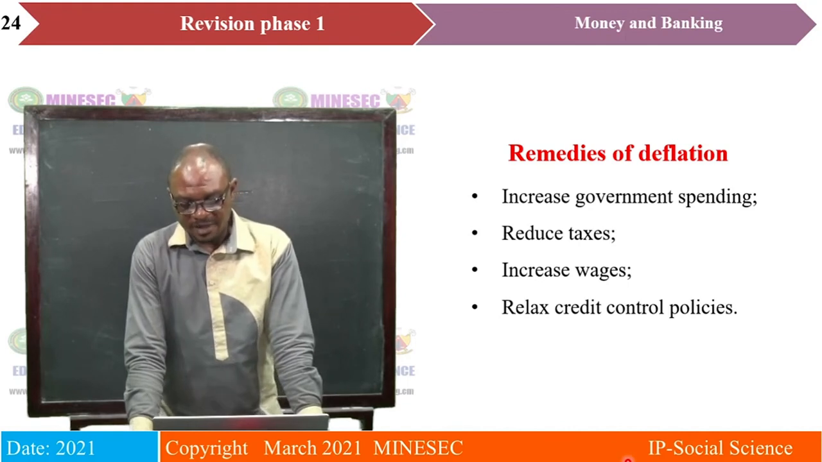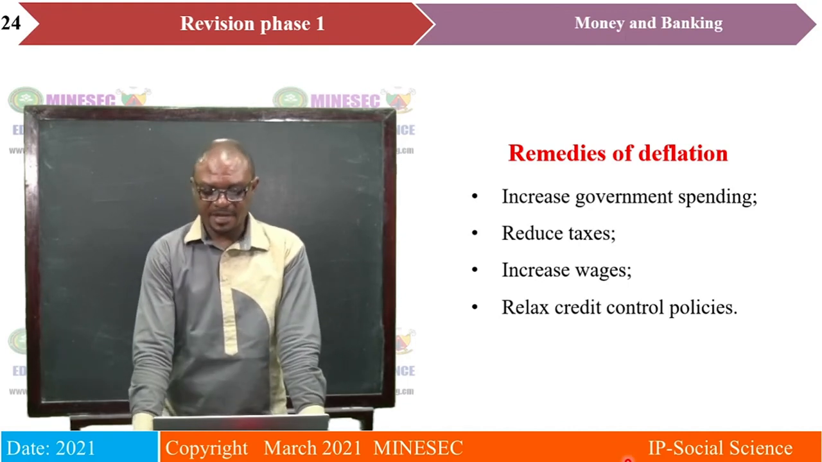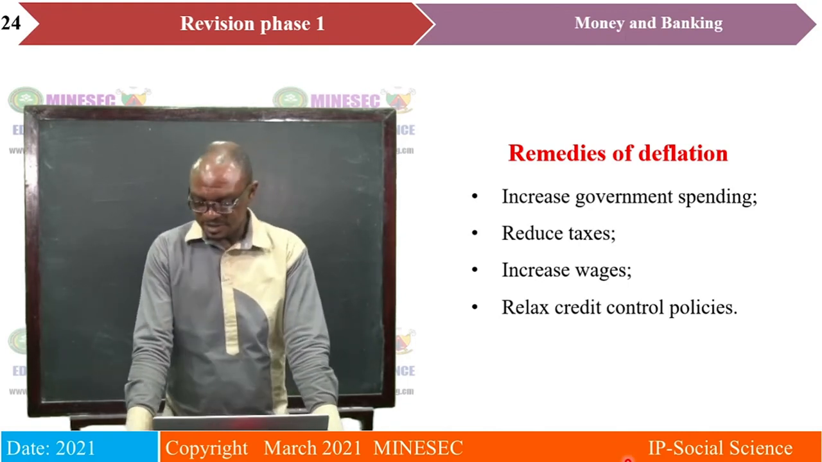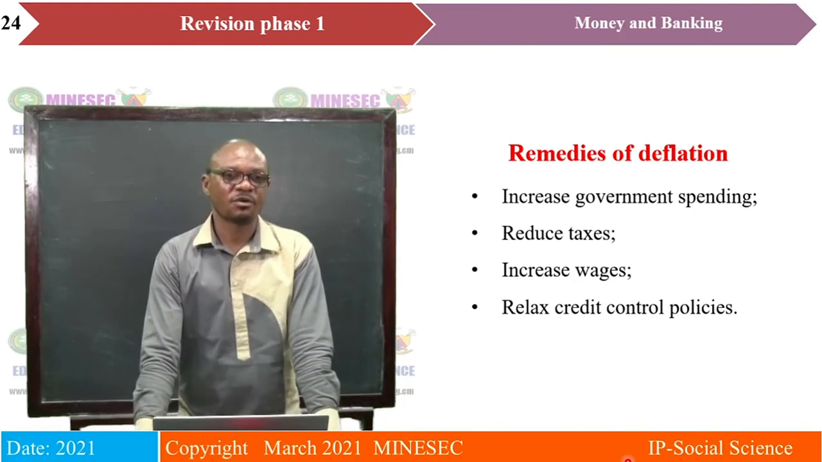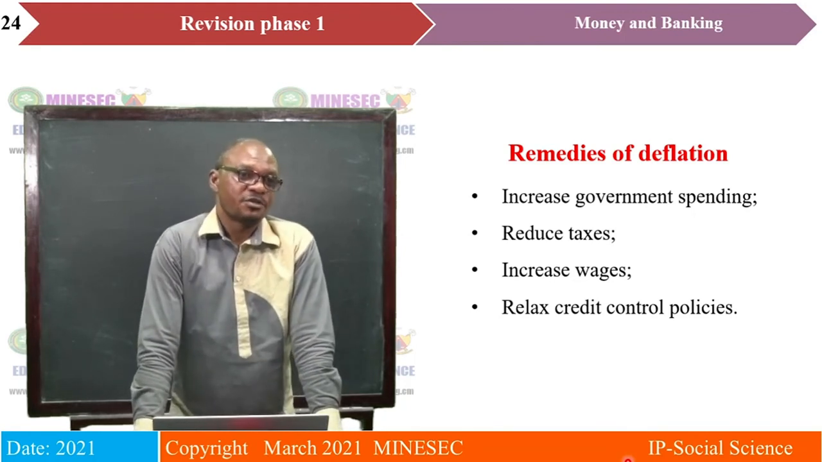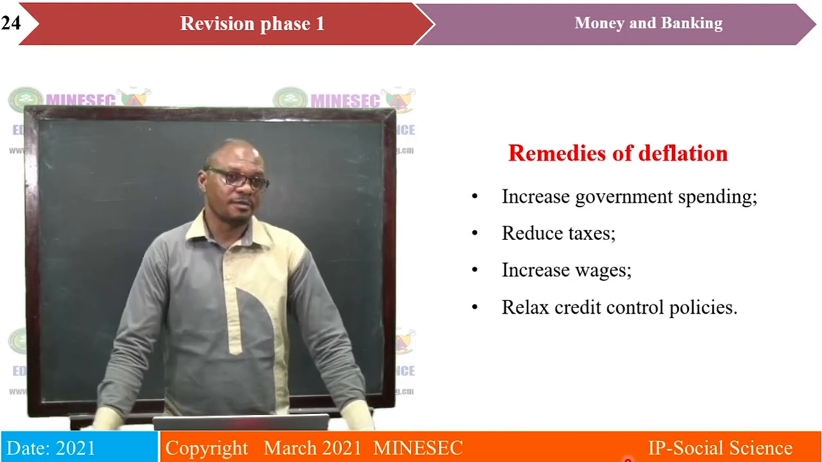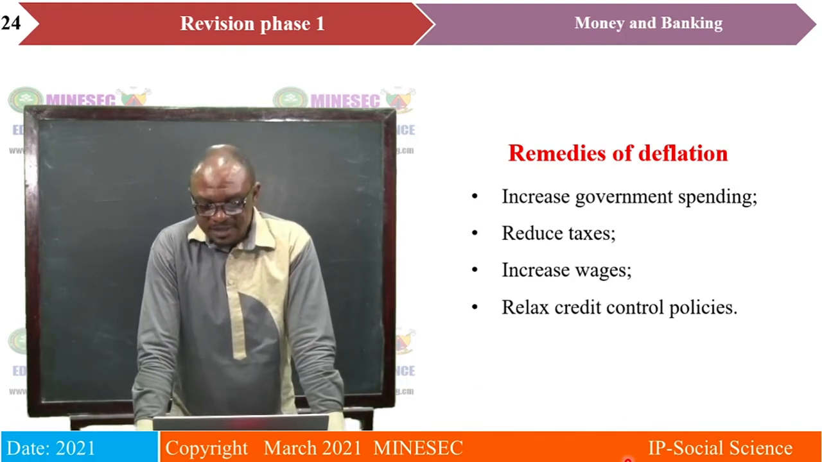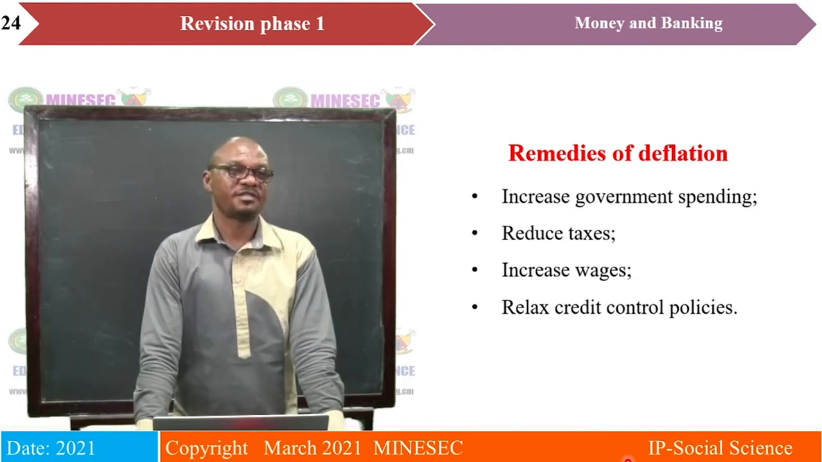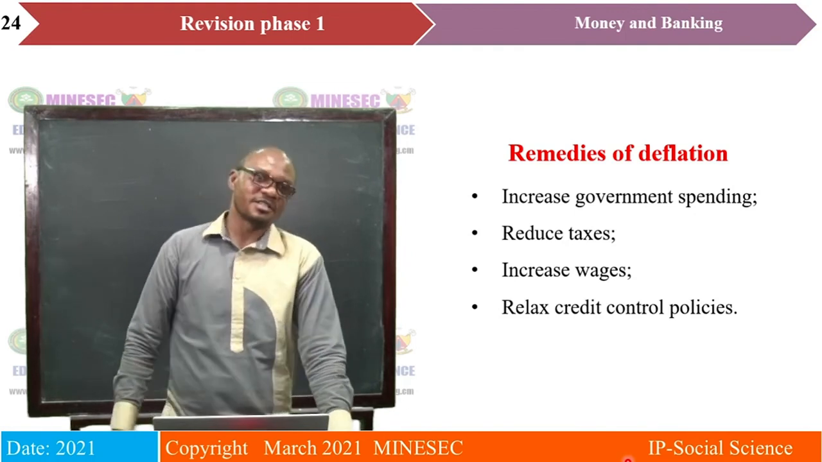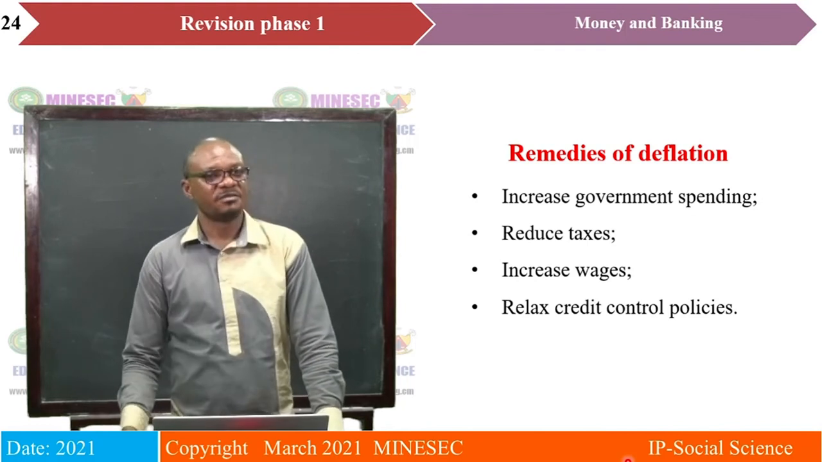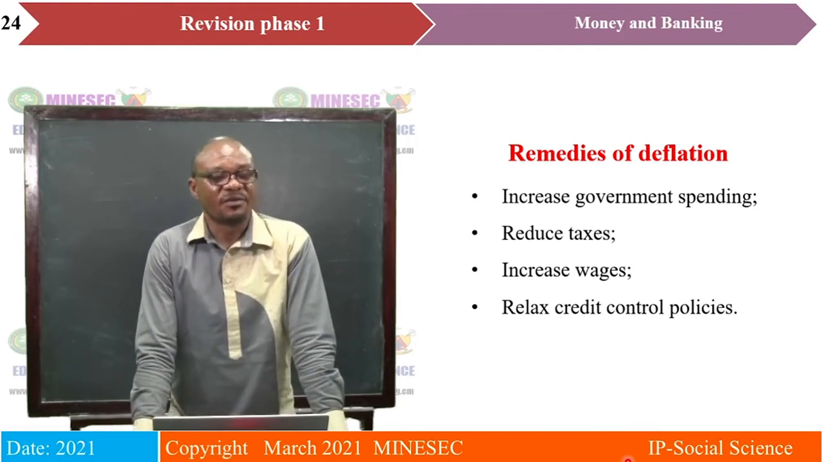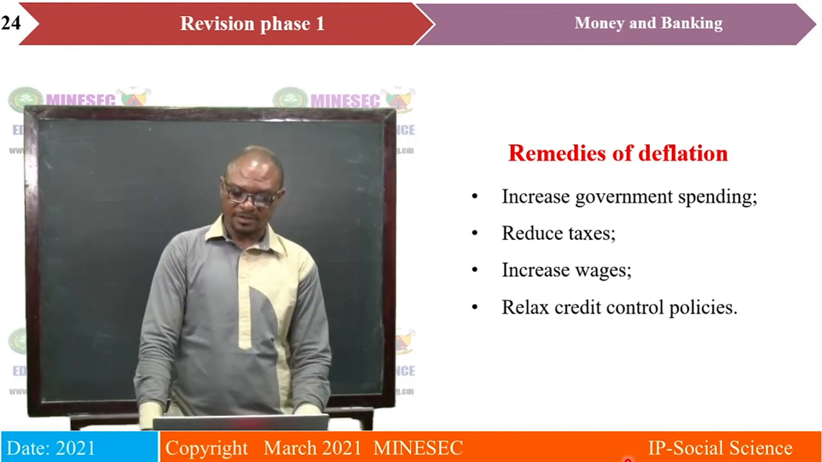First, the government may increase its expenditure, increase in government expenditure. This increase in government expenditure, possibly through a budget deficit, would increase the demand for goods and services. And when demand for goods and services increases, price level may rather increase, so that will prevent deflation.